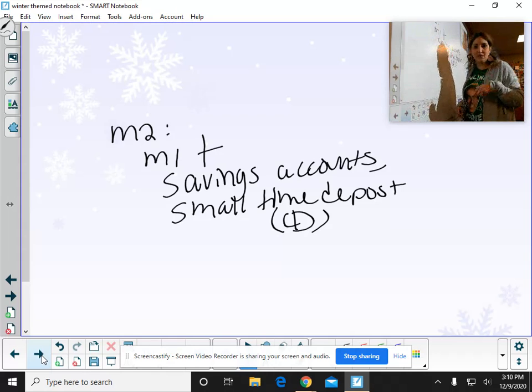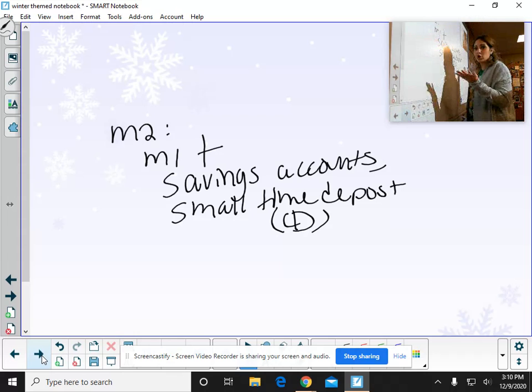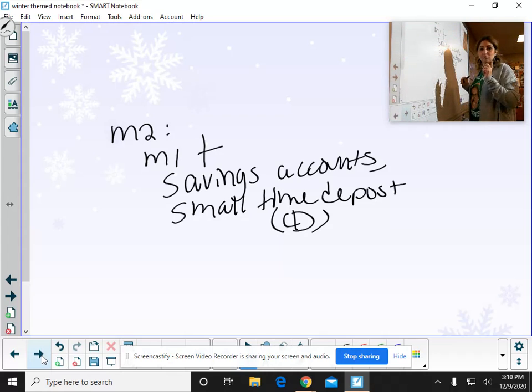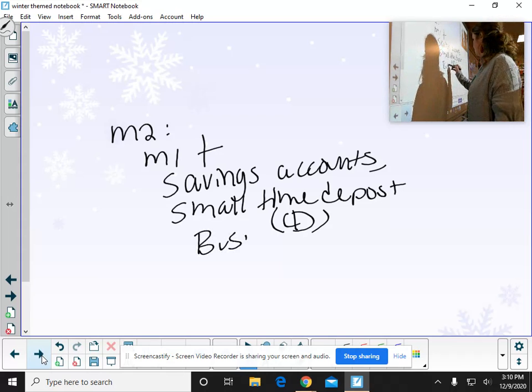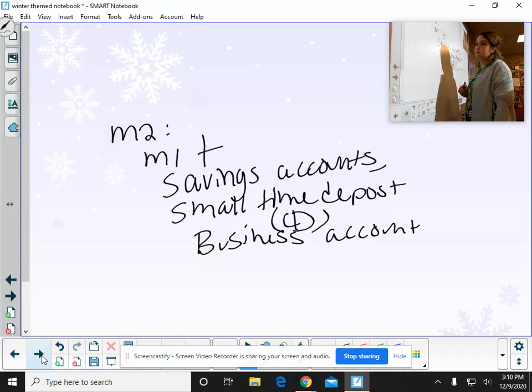There's like a 3-month CD, there can be a 3-year CD. They can range in terms of how long before you can access it. They range in liquidity. So small time deposits, maybe about 3 months, 6 months, are going to be in M2. Business accounts, like a business checking account, are also in M2. Those are the main big things in M2.